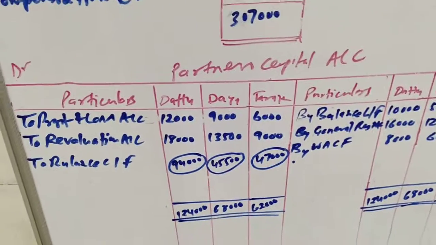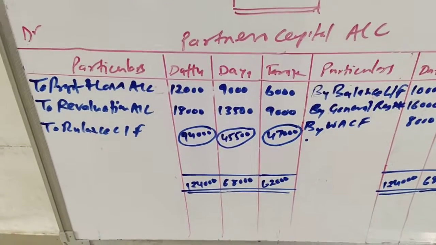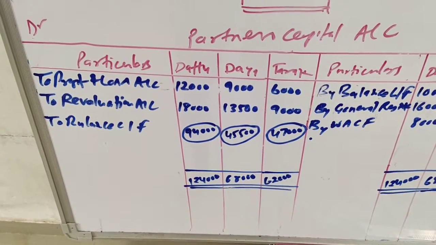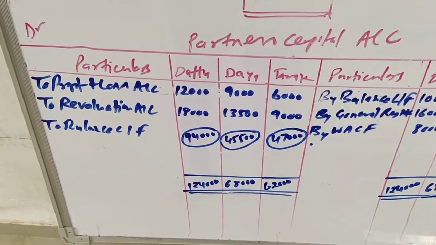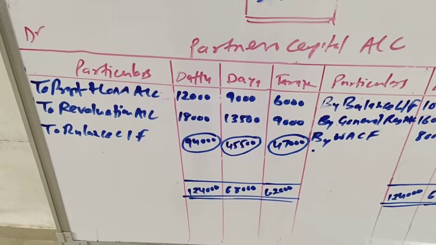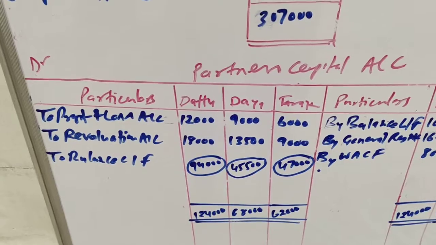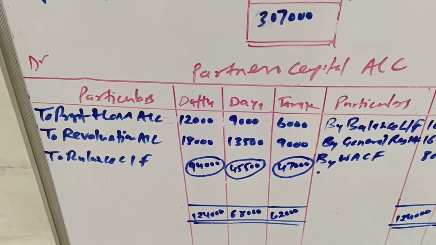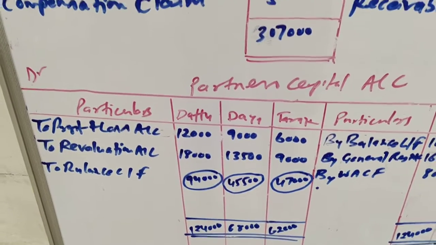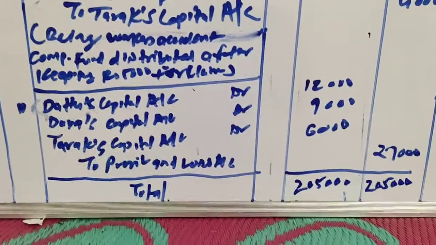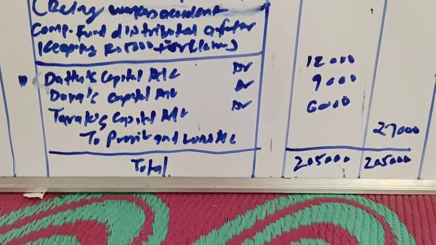Debit side of revaluation account. So, debit side of partners' capital account: to profit and loss account 12,000, 9,000 and 6,000. That is the first item. The second item, 18,000, 13,500, 9,000, we have already written from the revaluation account, which is loss on revaluation. Now this will be the journal entry for profit and loss account.